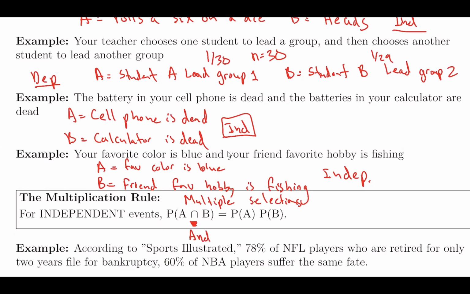Before, it used to signify that one person or one object had to have both criteria. But now, since this is for multiple selection, it means find the probability that the first person or first object has this criteria, and then that the second person or second object has this second criteria. To find that, we're going to do the probability of A, and multiply that by the probability of B.